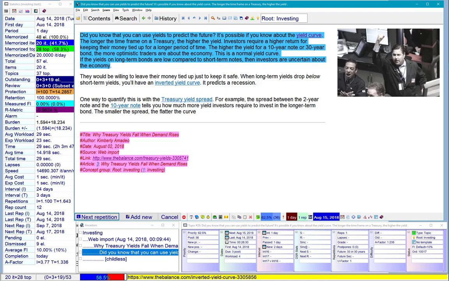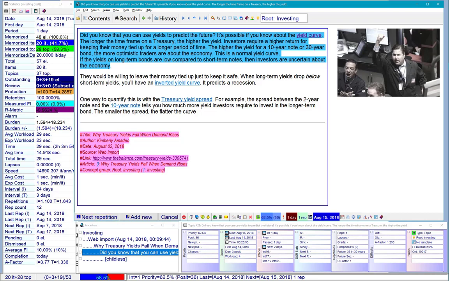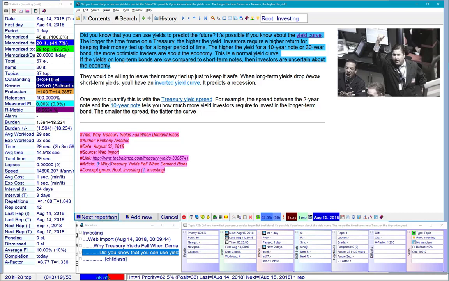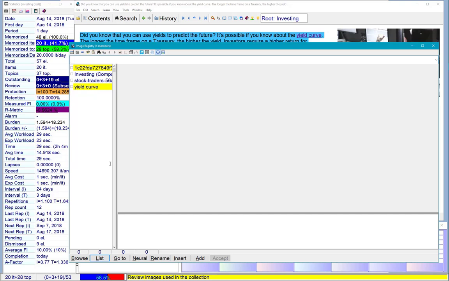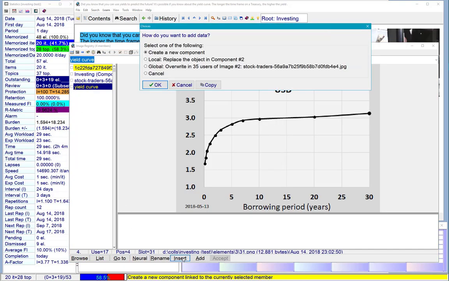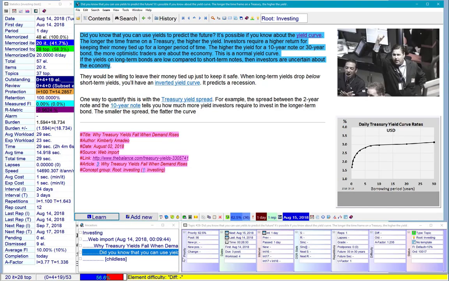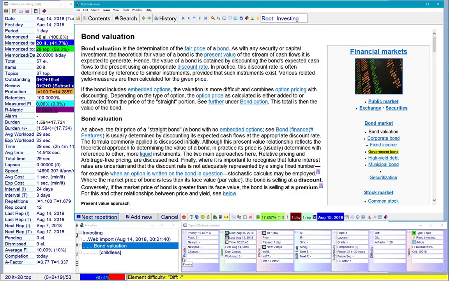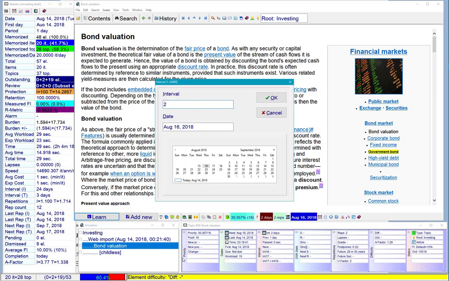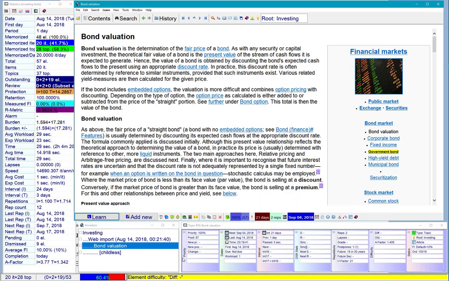Inverted yield curve predicts a recession, we know that already. The flatter curve, I finally understand flatter curve. We can even add the picture now. Search images, yield curve, insert, yeah. Bond valuation, that's too obvious. 3 weeks, we still read about this if we have time.